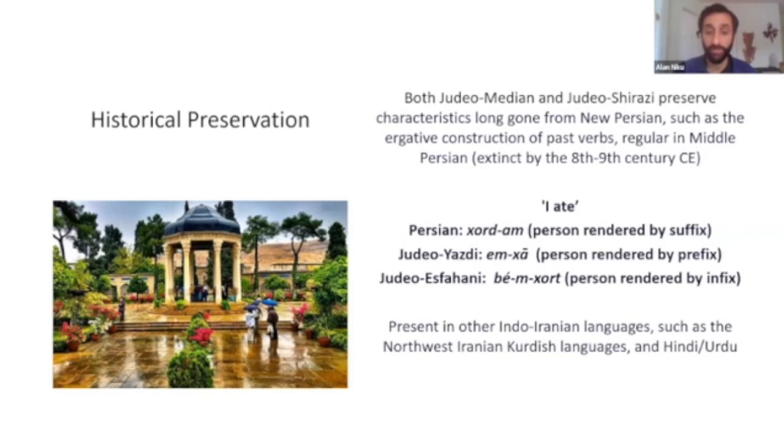Because it's present in Iranian Kurdish languages, it's also still present in Hindi and Urdu. This is a feature that Persian used to have and lost, but the Jewish languages have preserved over all these years. So that's a really cool thing. These Jewish languages are, in some senses, the only languages that are preserving a lot of the old features of Persian that have been lost by the general main dialect. Of course, Judeo-Shirazi, even though it's not a Northwestern language, also preserves that ergative construction just because it preserves it from when Persian used to have it.